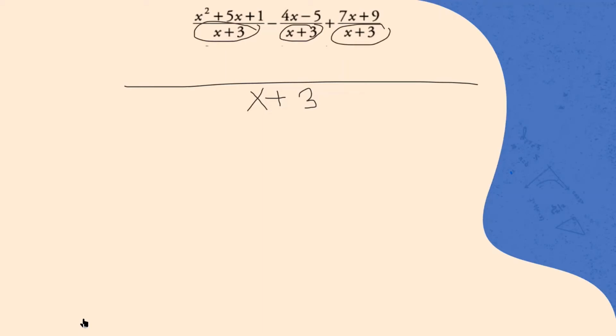So what I'm going to do is bring my first numerator in here: x squared plus 5x plus 1. That was the numerator of my first problem. So I'm done with the first fraction. Now let's work with the second problem. What should I be doing with the second numerator before I bring that down? Change the sign before 5.